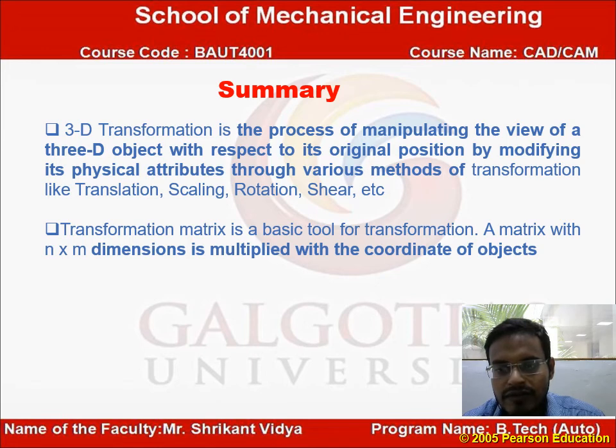How can we convert a number of transformations into a single one by using composite methods. So we have discussed that also. The transformation matrix is a basic tool for transformation: a matrix of n by m dimension is multiplied with the coordinates of the objects. Okay, so these things we have discussed.